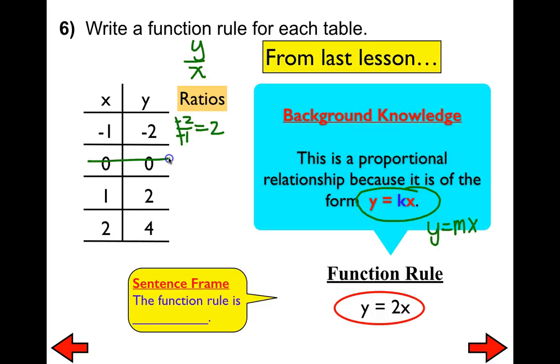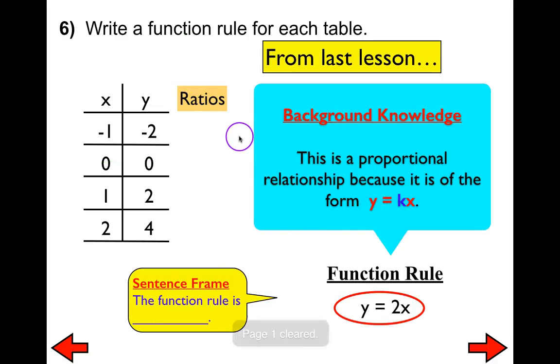Here we're not going to check 0, 0 because that would be undefined. You can't divide by 0. Here it would be 2 over 1, which is 2. And the last one would be 4 over 2, which is 2. So notice, since my ratios are equivalent, just using y over x, it is a proportional relationship. This further proves that it is.